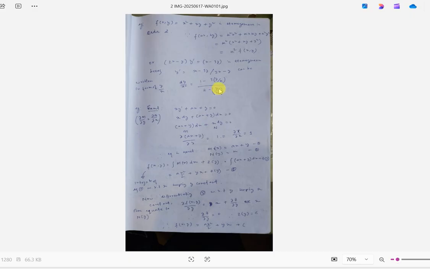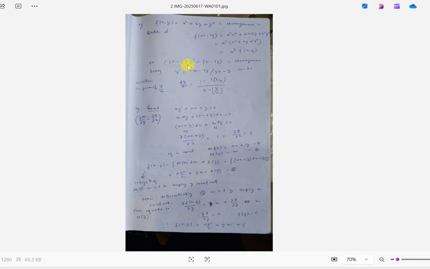So for example, for a homogeneous equation, this function f of x y, x square plus xy plus y square, is homogeneous of order 2, because the highest order is 2. So if I substitute x as kx and y as ky, then we get k square x square plus kx ky, and we can write it in the form k square f of x y. So we can see the order is 2.